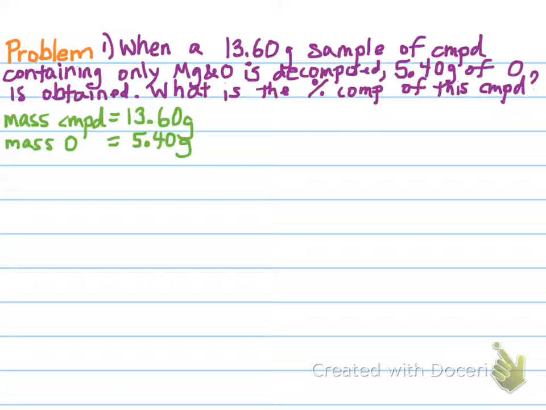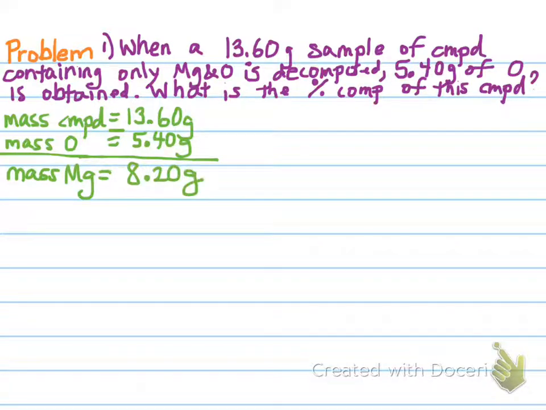So, how would I figure out the mass of the magnesium? Well, if I know the mass of the compound and I know the mass of one of the elements in the compound, and I know that the only other element in the compound is magnesium, I can figure out the mass of magnesium by finding the difference between these, right? So the mass of magnesium is going to be 13.60 minus 5.40, which is 8.20 grams.